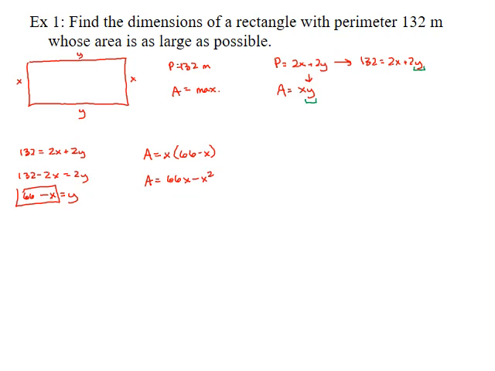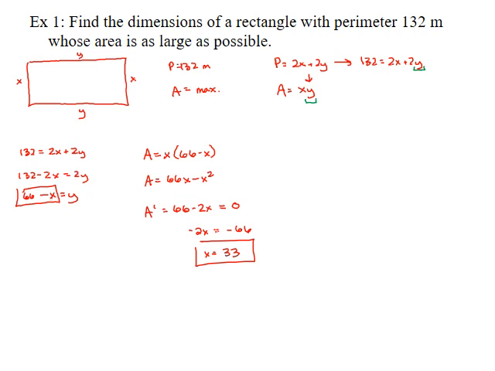To find maximization, we need the critical number. So at this point, the last thing you have to do is take the derivative of A, which is 66 minus 2x, and to make it a critical number, we're going to set that equal to 0. I'm going to move the 66 over, so negative 2x equals negative 66, and then dividing both sides by negative 2, x equals 33.